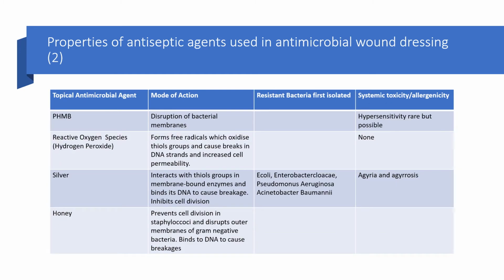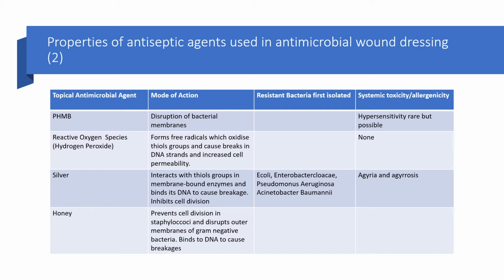So PHMB is a product that's been around quite some time. This causes disruption of bacterial membranes, but there's not yet currently any resistance been identified. And generally systemic toxicity and allergenicity is rare, but hypersensitivity can happen. Reactive oxygen species, which use hydrogen peroxide, form free radicals which oxidize thiol groups and cause breaks in DNA strands and increase cell permeability. Again, no known resistance has been noted in the literature, and there are no known problems with toxicity or allergenicity.